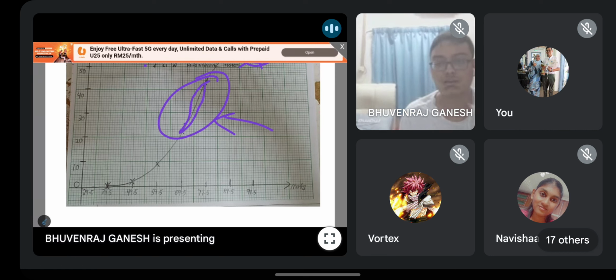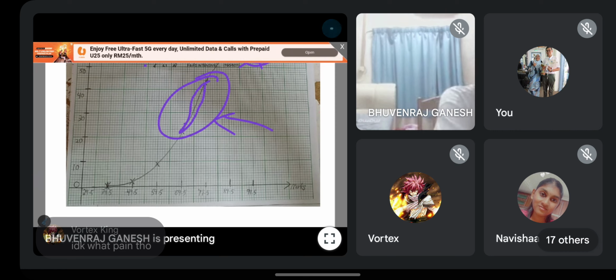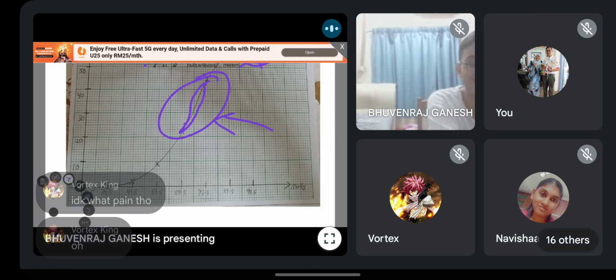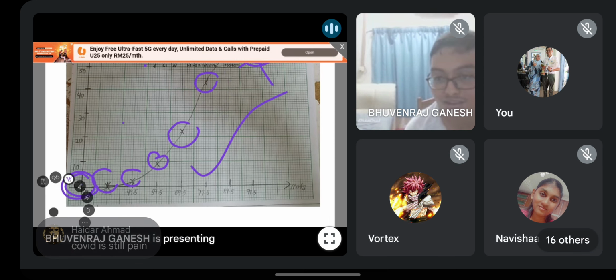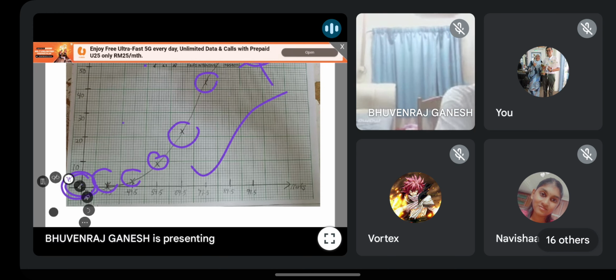Okay, yeah, he got COVID, sadly. COVID, not pain. Okay, so these are the tips, how to draw the graph. So no need to debate after exam about the nilai. What nilai? Yeah, COVID is pain too also.